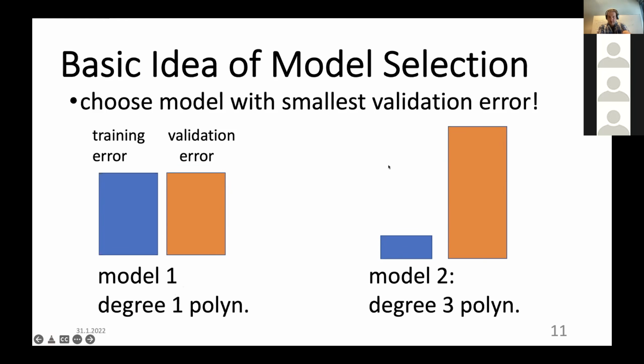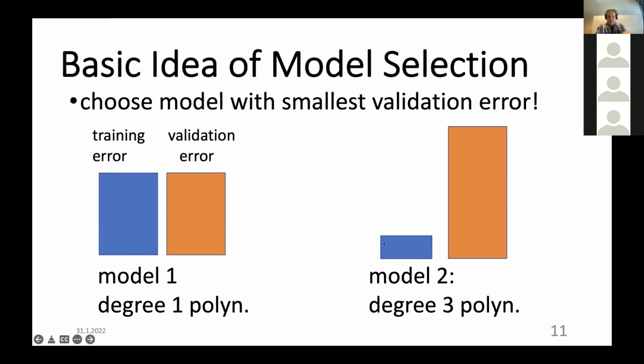That's what you might spend the most of your work time as a machine learning engineer with. Computing training errors or training models, computing validation errors, and then diagnosing the model by comparing the training and validation error. So what we see here for model 2, the training error is quite small.